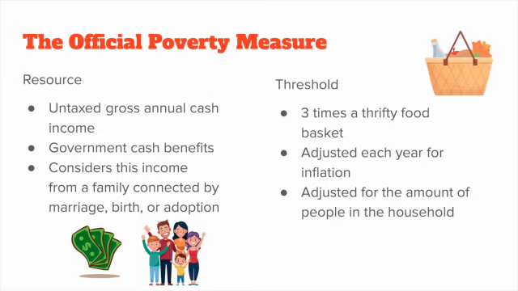This is because this measurement was created in the 1960s, and they took the information from the Agriculture Department that led them to understand that Americans were spending 1/3 of their income on food. So they multiplied this amount by 3 to get how much their annual income was. They adjust this threshold each year for inflation and for the amount of people within a household, so that you know how many mouths you have to feed.